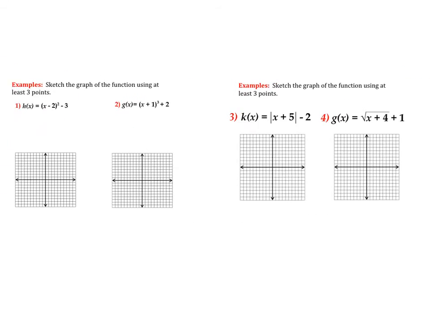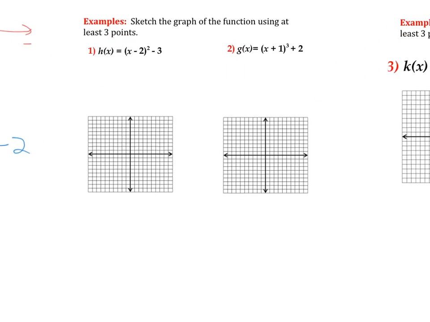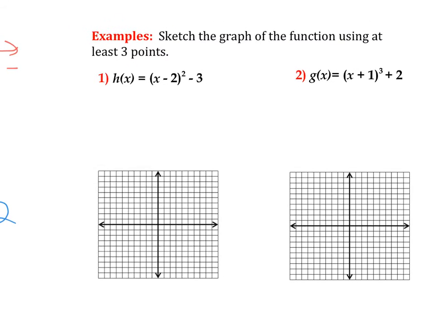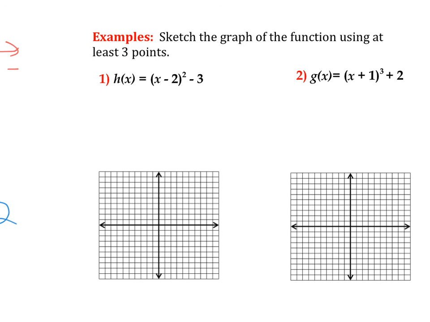Let's try graphing. Number 1, I've got x minus 2 quantity squared minus 3. All right, the fact that this is squared means it's a quadratic. So I'm anticipating a parabola. My parabola normally starts off at 0, 0, but it's going to be shifted around, so I'll have to keep track of that. And then, the minus 2, it's going to go to the right 2, and it's going to go down 3.